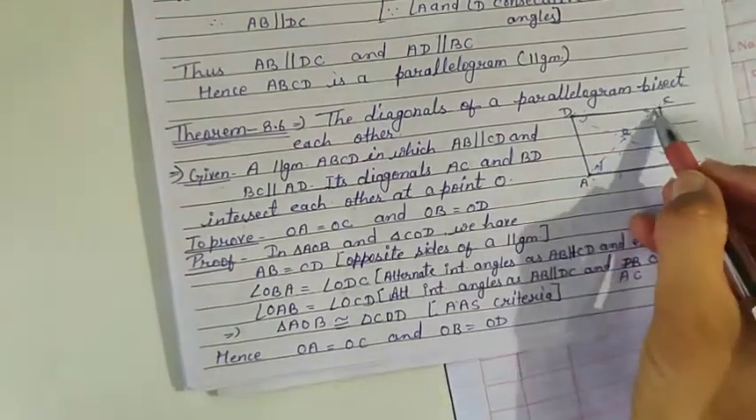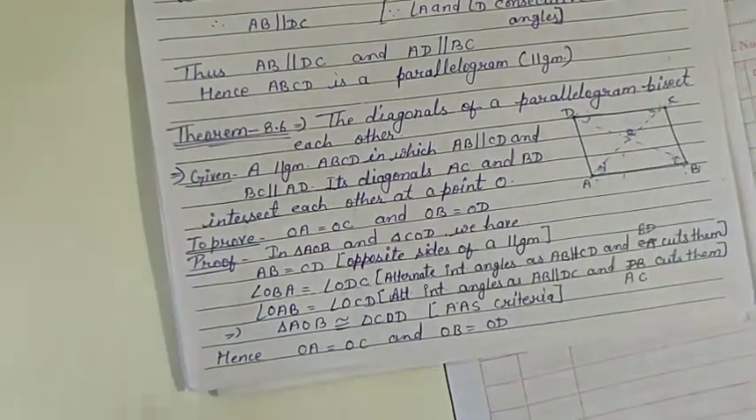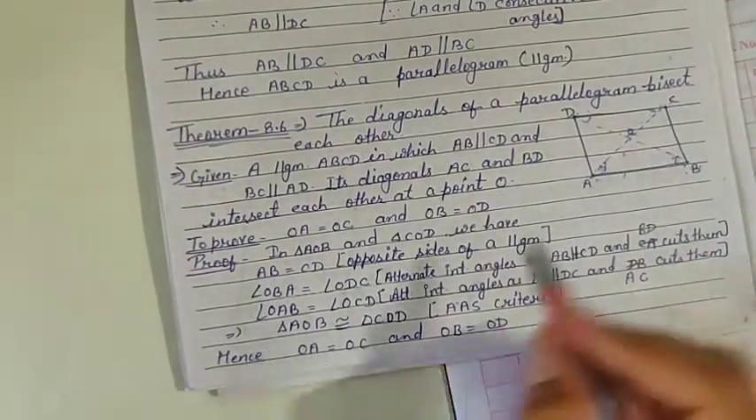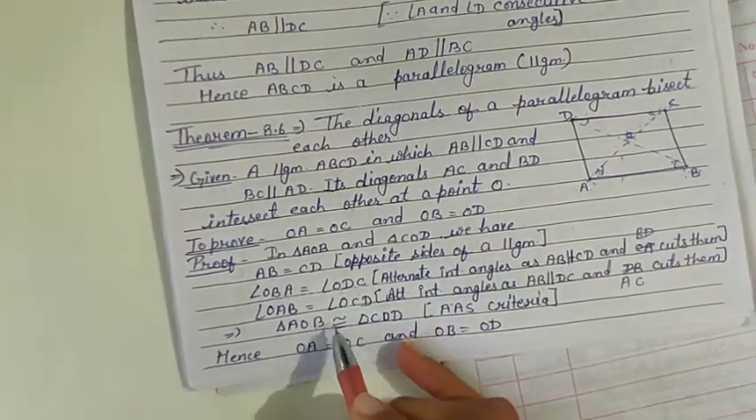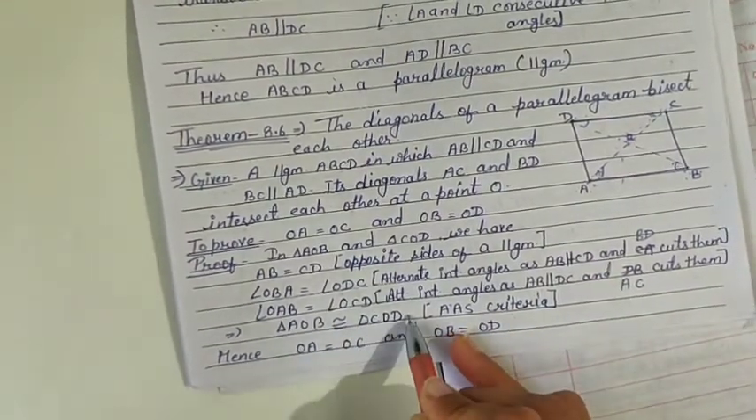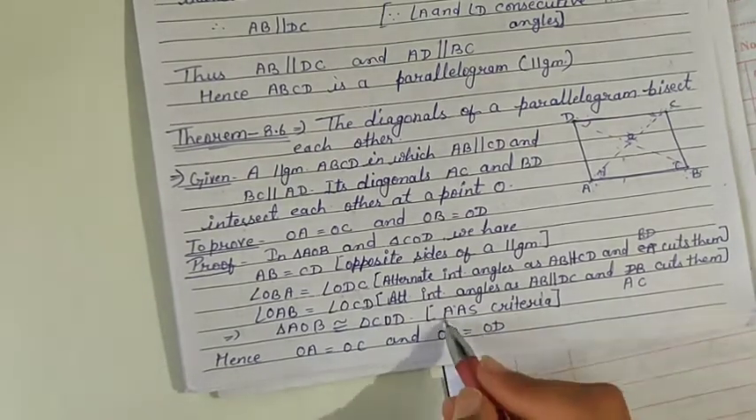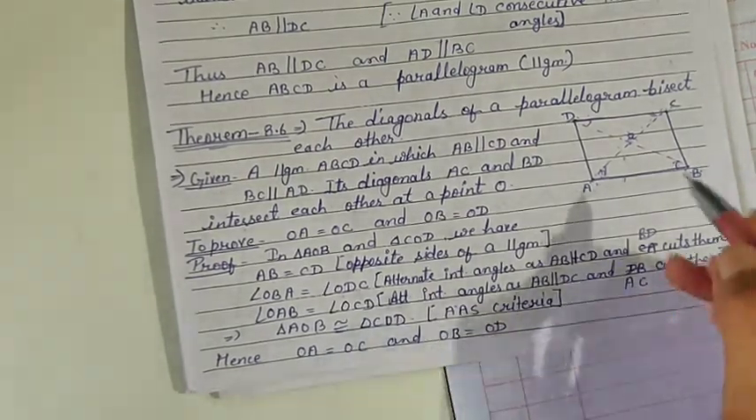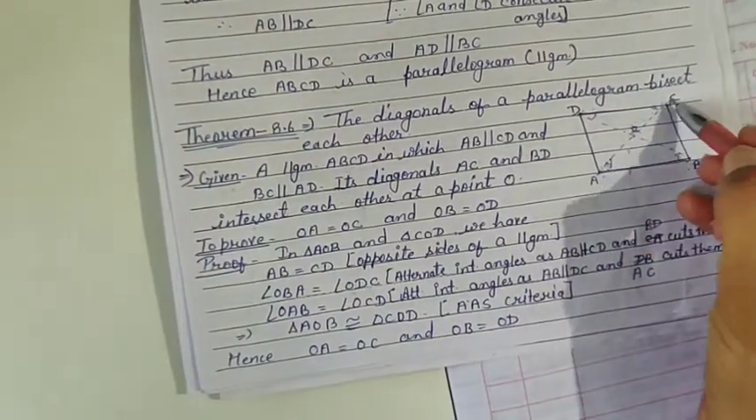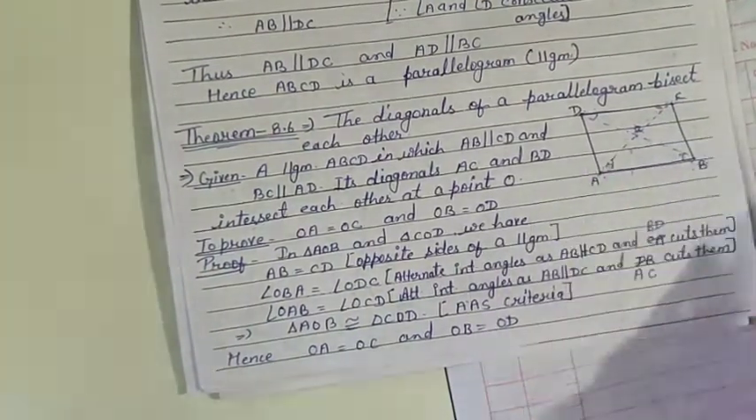It means two angles and their included sides are equal. So triangle AOB congruent to triangle COD, by ASA criteria, angle side angle criteria. It means AO equals to OC and OB equals to OD.